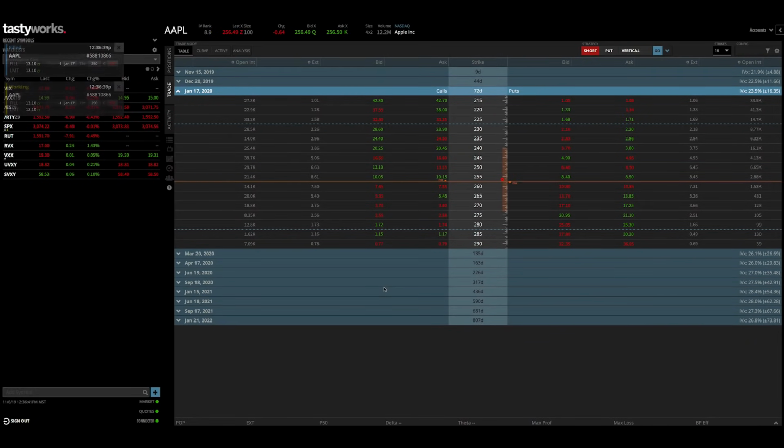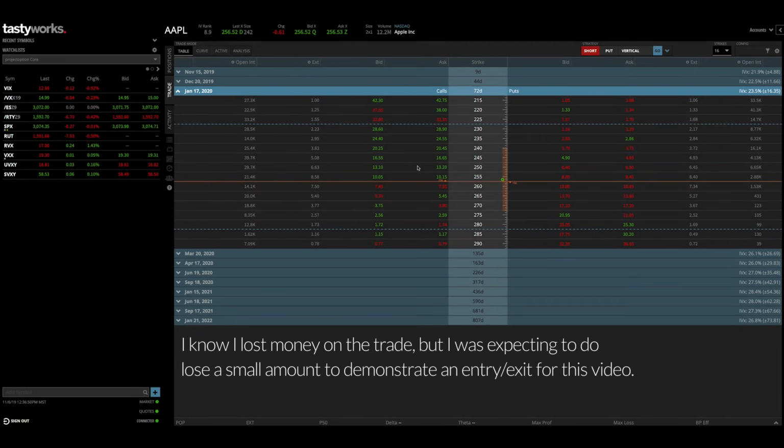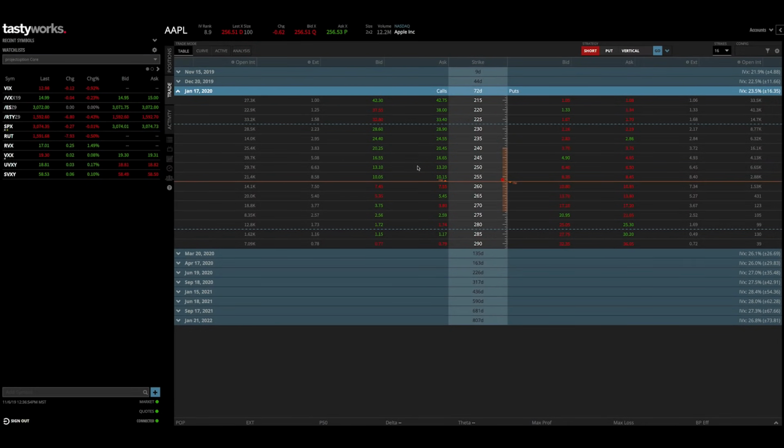So I got filled instantaneously, and therefore I lost $5 on this trade because I initially purchased the option for $13.15, which means I paid $1,315 for the option, but I just sold it for $13.10, which means I received $1,310 for selling the option, and the difference between those two prices was a $5 loss.